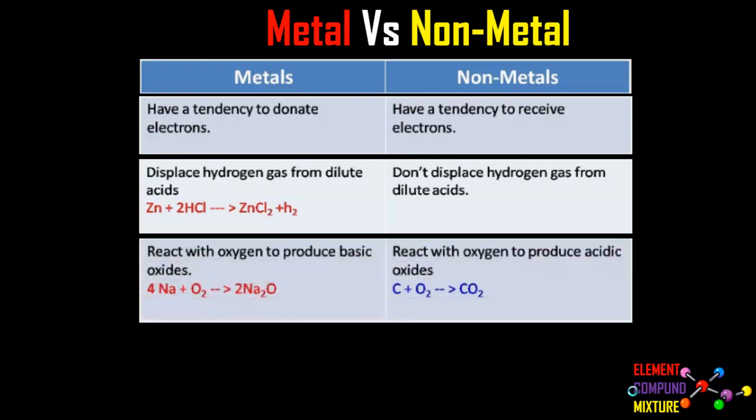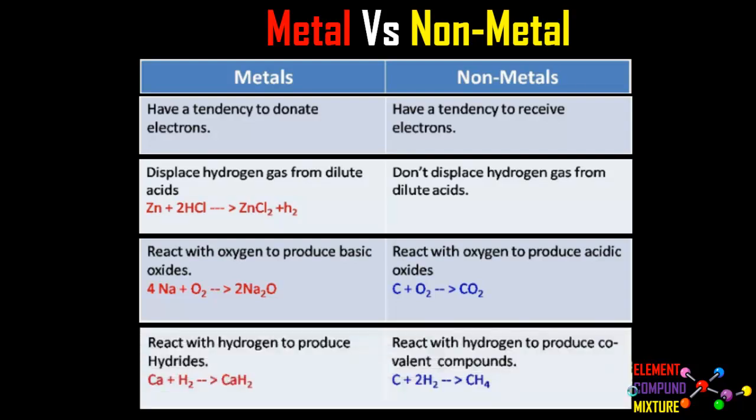Metal reacts with oxygen to produce basic oxides. Non-metal elements react with oxygen to produce acidic oxides. Metal elements react with hydrogen to produce hydrides. Non-metal elements react with hydrogen to produce covalent compounds.